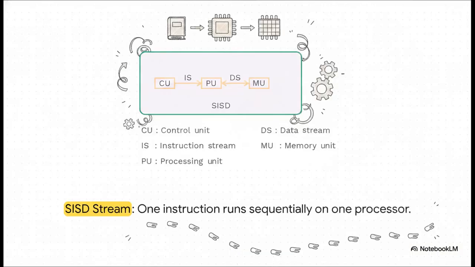First up is the Single Instruction, Single Data Stream, or SISD. In this setup, one instruction runs on one single processor, using data stored in a single memory. Machine instructions are executed in strict sequential order. Honestly, this represents most conventional uniprocessor computers. It's the classic sequential processing we all think of when we picture a standard computer executing a basic task.